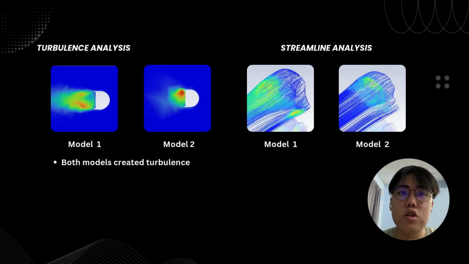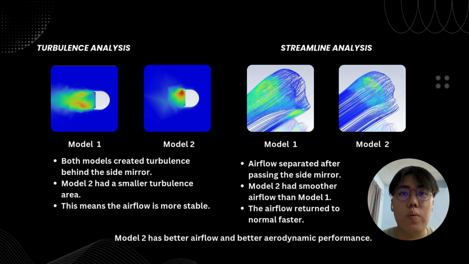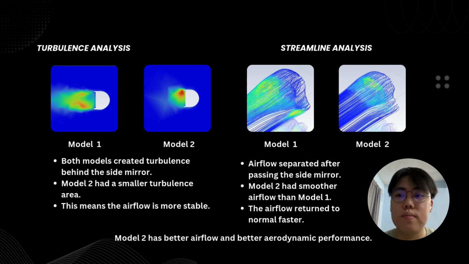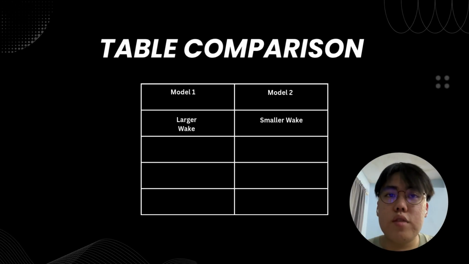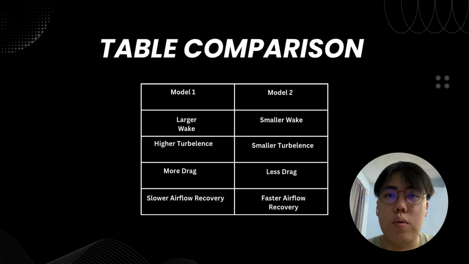The turbulence contours show that Model 1 has a larger and longer turbulent wake, whereas Model 2's turbulence dissipates more quickly. The streamline analysis also reveals that Model 1 forms two distinct wake regions behind the mirror, while Model 2 produces only one small wake region, indicating smoother airflow. Overall, Model 2 demonstrates better aerodynamic performance than Model 1. It generates a smaller wake, lower pressure buildup, shorter turbulence region, and only one wake formation compared to the two wake regions observed in Model 1. Therefore, Model 2 is the more aerodynamically efficient side mirror design.